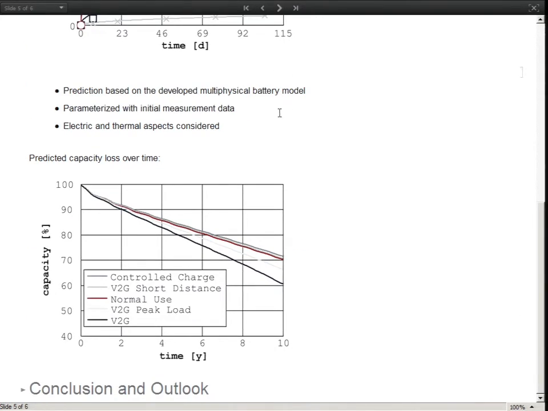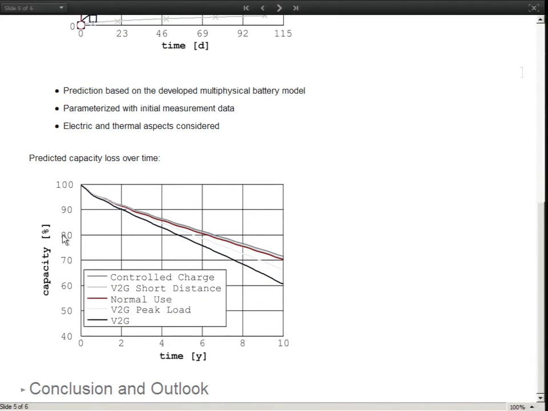So using these parameters, we performed a simulation of our 5 simulation scenarios and made some prediction based on these initial measurements. We considered the thermal aspects and the state of charge as well. So what we can see here in the results is the lifetime or the predicted capacity loss during the 5 application scenarios. First of all, I want to mention that in the automotive domain, you say that you cannot use the battery anymore if a capacity was reached which is about 80% of the initial capacity.